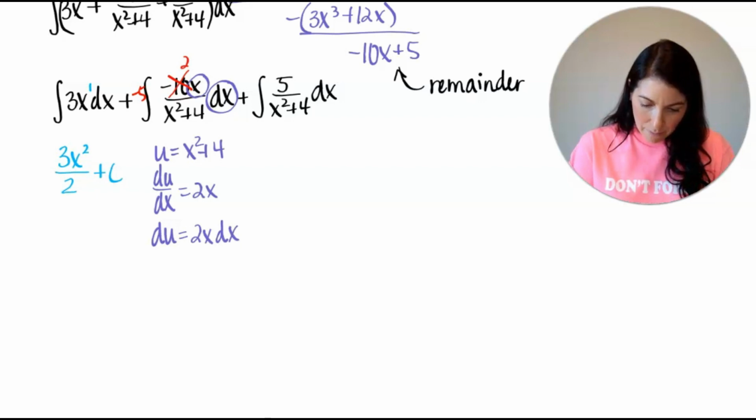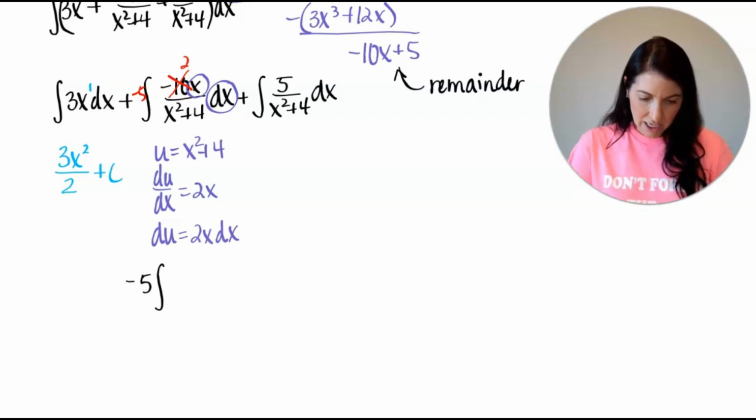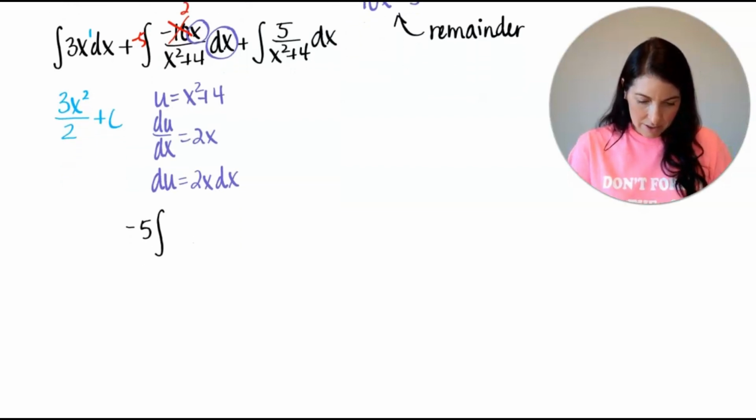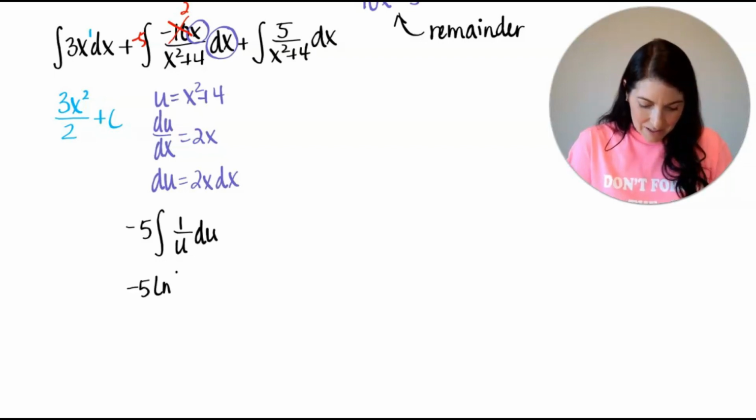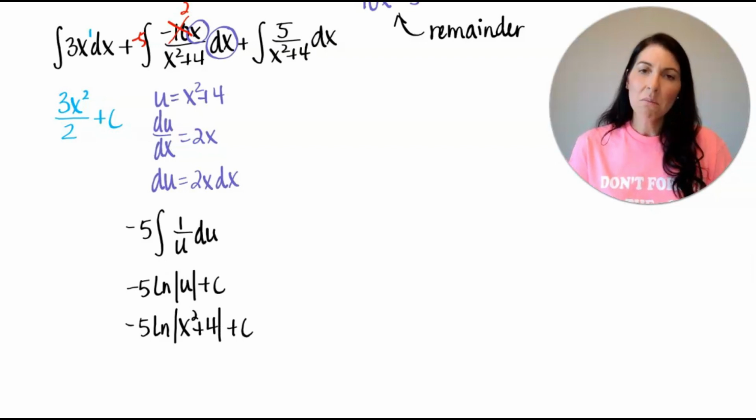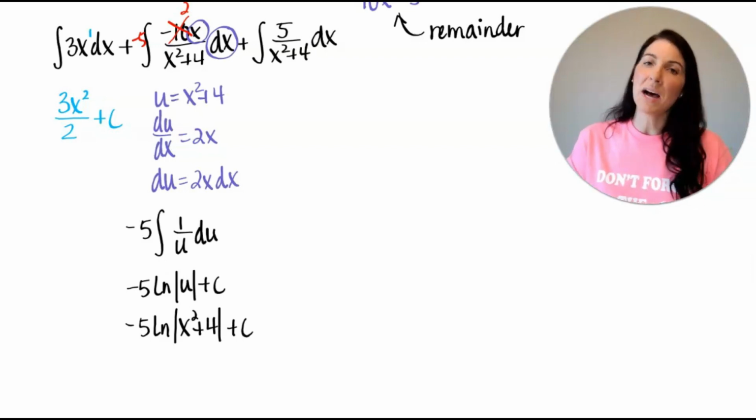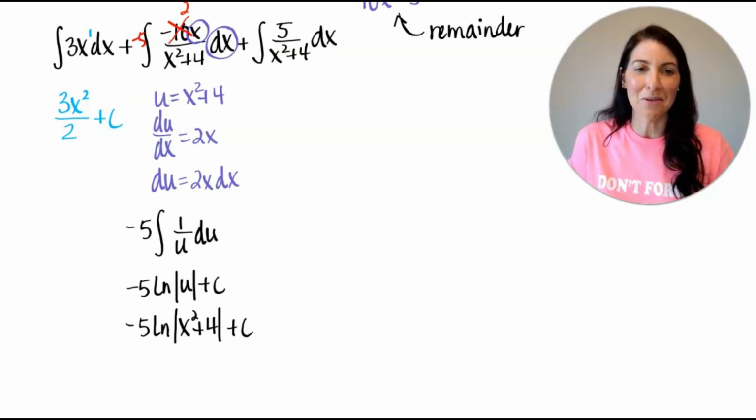So rewriting that middle integral, I would have negative 5 times the integral of, let's see, this would be 1 over u du. Yeah, I think I like this one. So I would have negative 5 times the natural log of the absolute value of u plus c. And plugging back in our u, I would have negative 5 times the natural log of the absolute value of x squared plus 4 plus c. Even though I actually think x squared plus 4 would always be positive, so I guess we could drop the absolute value in this case.